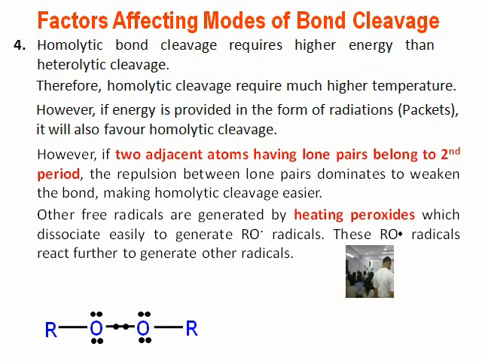Oxygen atom belongs to second period. So OO bond is relatively a weaker bond. Its homolytic cleavage is easy and can occur under normal conditions. These RO dot will be then helpful and will do homolytic cleavage of other bonds which will be used in the reactions.